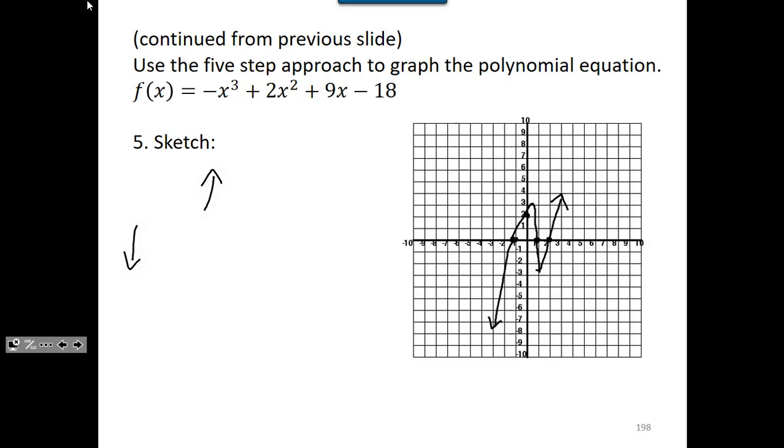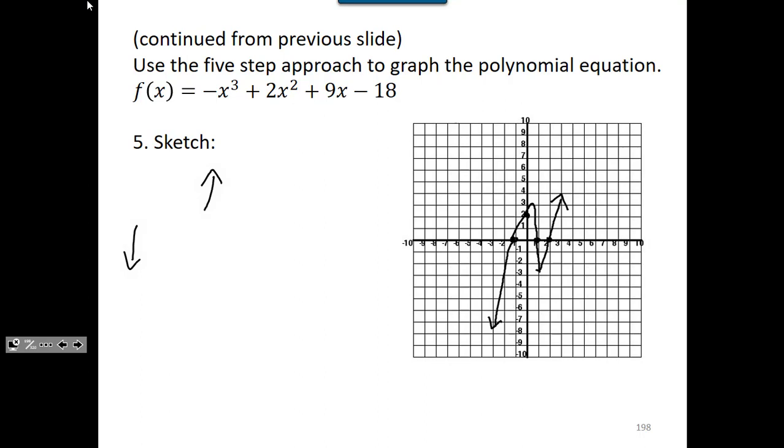And I knew because of my multiplicities that my graph passed through each one of those points. Passed through at negative 1, passed through at positive 1, passed through at 2, and then my end behavior tells me what it should look like. And mine does go down as I go to the left and go up as I go to the right. So that is a sketch of my graph there.